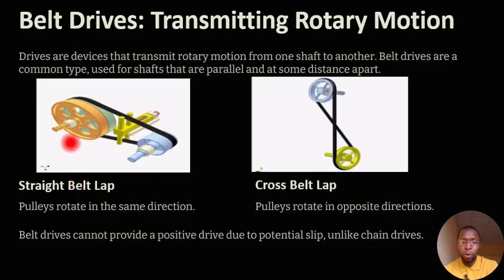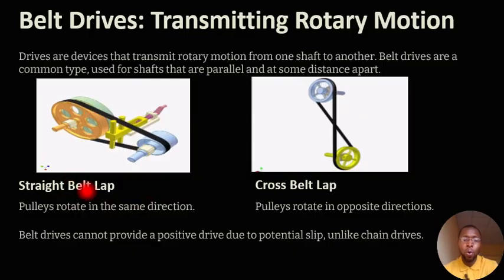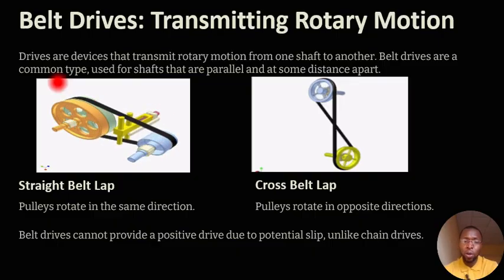Okay, in this case, with these shafts known as pulleys, the two pulleys are moving in the same direction. You can see in an anti-clockwise direction, both the first one and the second one are moving in the same direction. So that's what we call the straight belt lap. It's a type of belt drive whose two pulleys rotate in the same direction as they transfer their motion from one to the other. The second type of belt drive is called the cross belt lap.